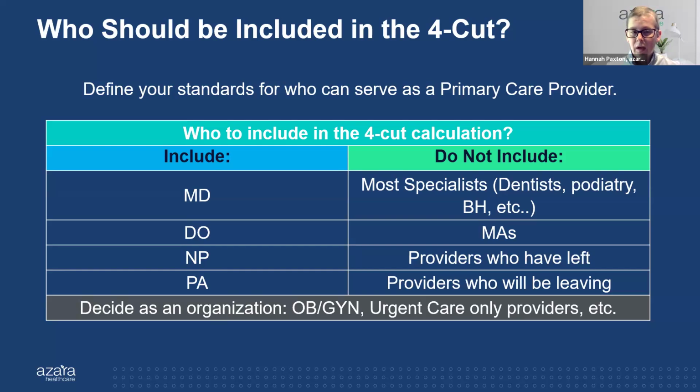And so also, a lot of times you might have OBGYN providers who are, in a sense, providing primary care. And then if you have urgent care providers, you would need to make your own organizational decision about those types of providers. Because sometimes they can serve in a PCP capacity, but sometimes you might not want them to.